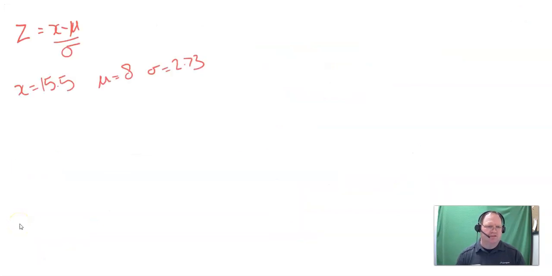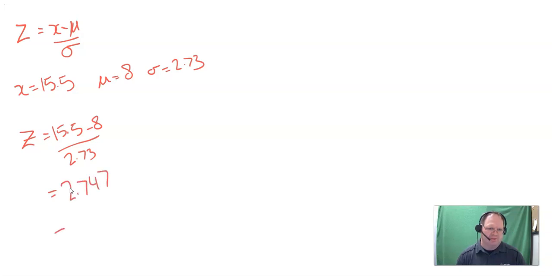If you look at our z-score formula, which is the boundary minus the average over the standard deviation, so 15.5 subtract 8 divided by 2.73, that equals 2.747, which we're just going to round to 2.75. This is not the probability. It is simply where to look on the z-table.